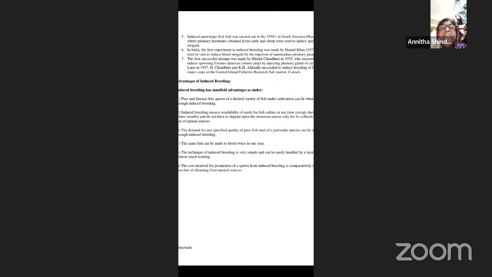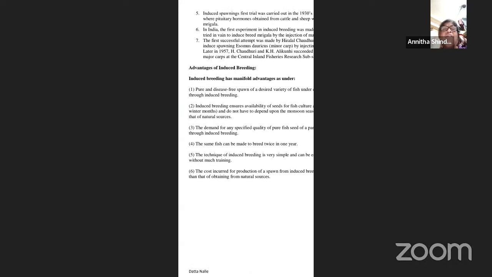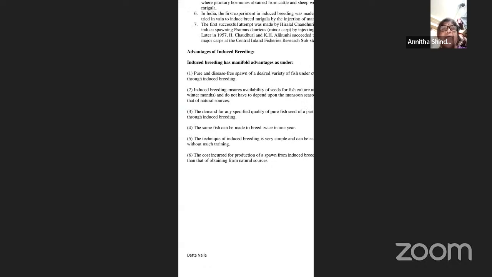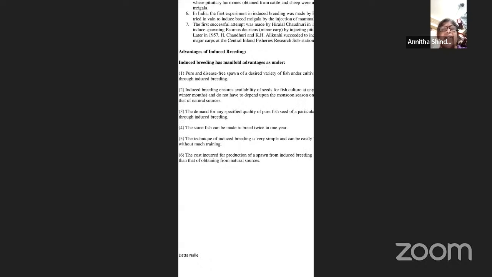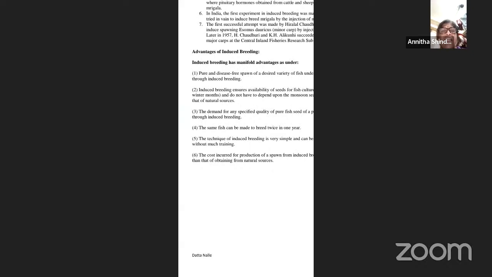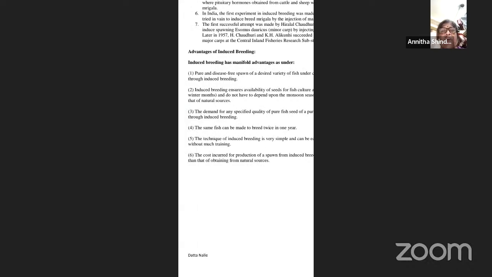Later in 1957, Chaudhary and Ali Kanda also succeeded in inducing the breeding of the Indian major carps. So the advantages of induced breeding are pure and disease-free spawn of a desired variety can be taken under cultivation. Induced breeding ensures availability of seeds for fish culture at any time. The demand for any specified quality of pure fish seed of a particular species can be met. The same fish can be made to breed twice in a year, and the technique of induced breeding is very simple, and it can be easily handled without much training. And the cost incurred for production of spawn from induced breeding is comparatively lower than that of obtaining it from natural resources. So that is what they are saying.